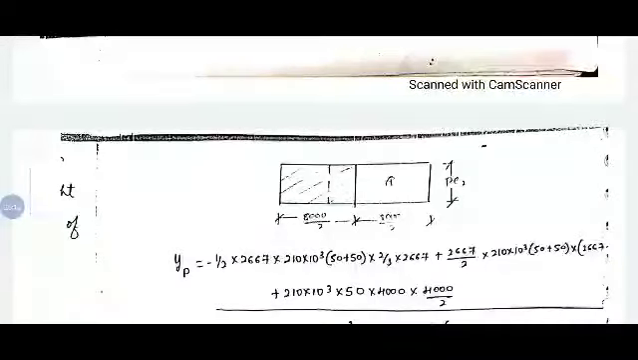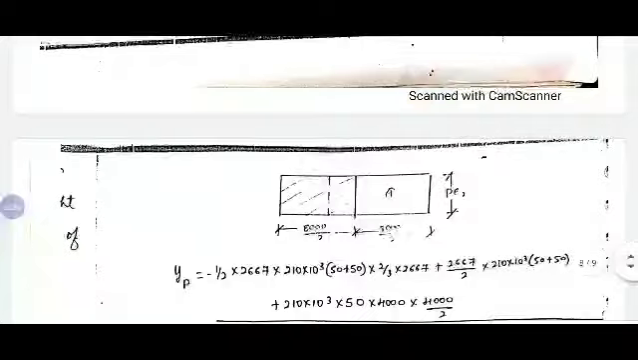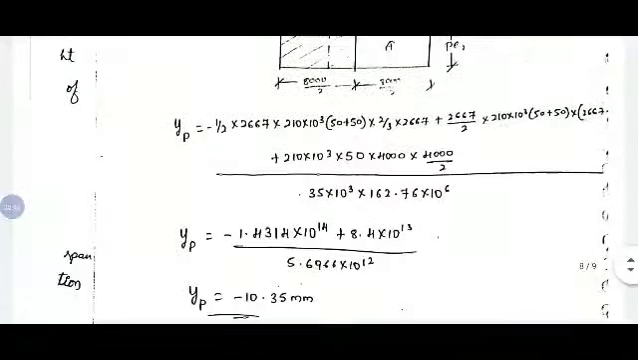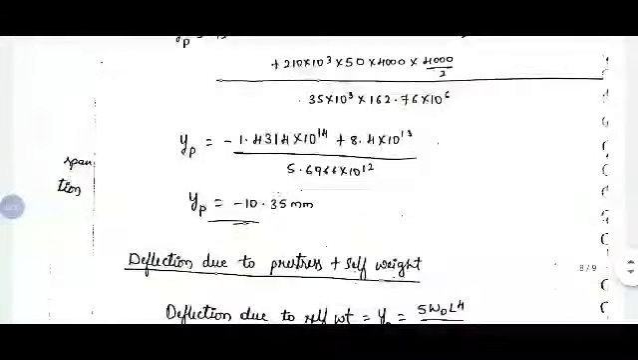And this should be minus, 2667 by 2. Here half of the rectangle we are considering, into 210 into 10 power 3 into (50 plus 50) into (2667 plus 2667 by 4), that will be the centroidal distance. And for this plus 210 into 10 power 3 into 50 into 4000, that is half span, into 4000 by 2, divided by EI values. On simplifying we will get minus 10.35 mm. So that will be the deflection due to pre-stressing force.